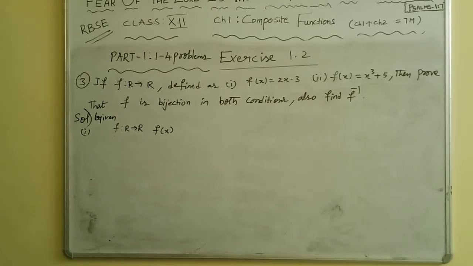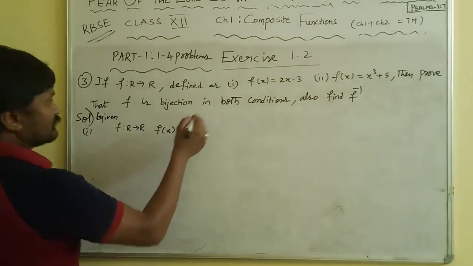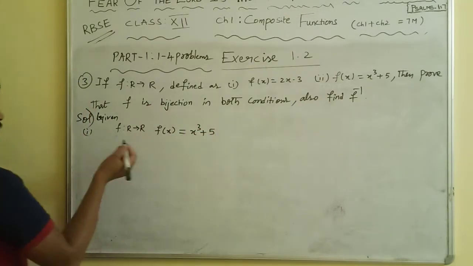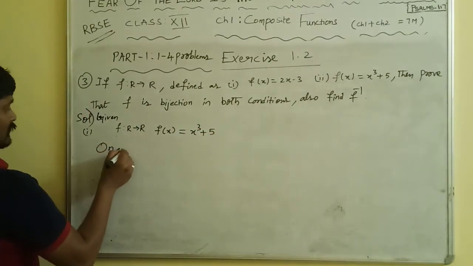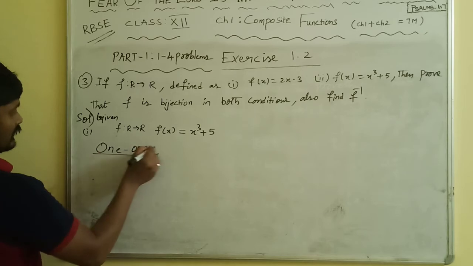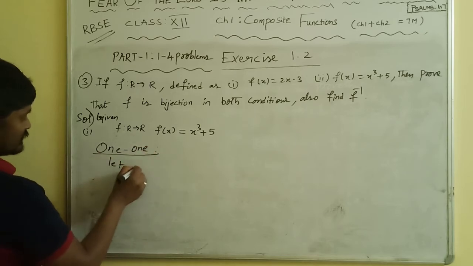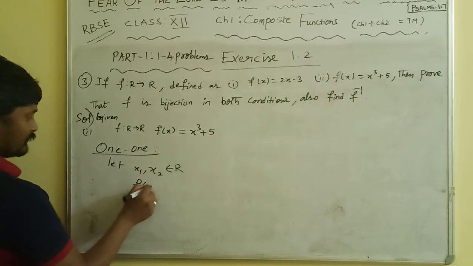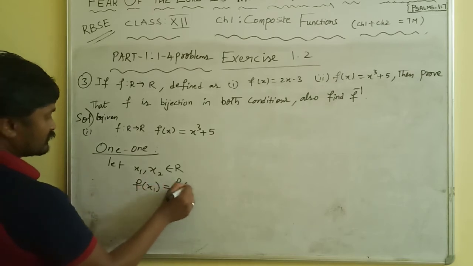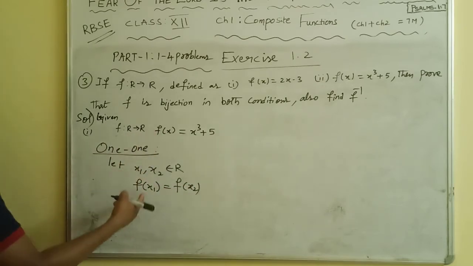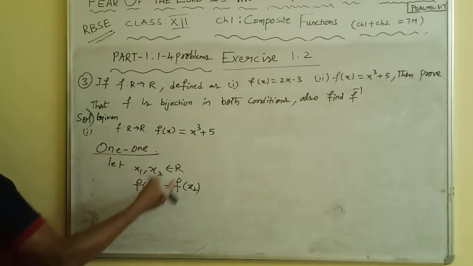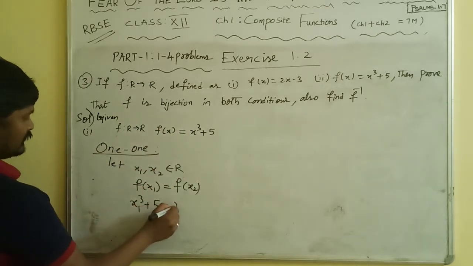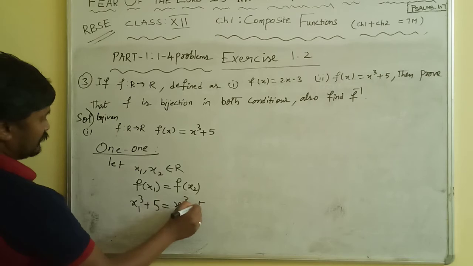Right, let's move on to the second part. It is f of x is equal to x cube plus 5. And here also, same for one-to-one. Let x1, x2 belong to R. We can think f of x1 is equal to f of x2. Wherever x is there, substitute x1. Wherever x is, substitute x2. Then what do you get? x1 cube plus 5 is equal to x2 cube plus 5.